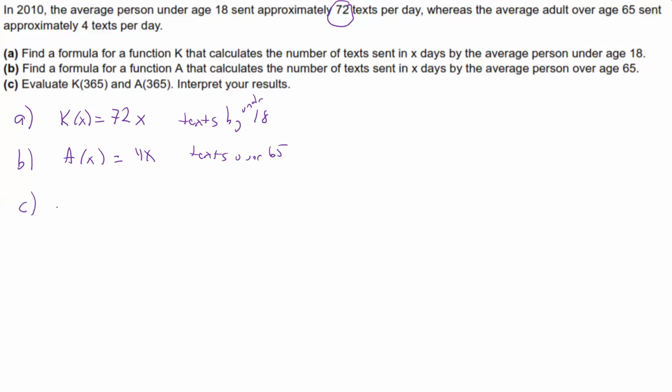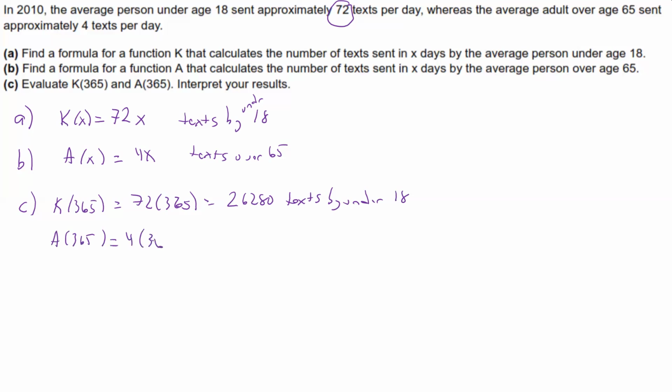And now we're supposed to find what is k of 365. Well, that's just going to be 72 times 365. And I'm just going to plug that in my calculator. So 365 times 72. So that's 26,280 texts by under 18, and a of 365 is going to be 4 times 365, and so 4 times 365 is only 1,460 by over 65.